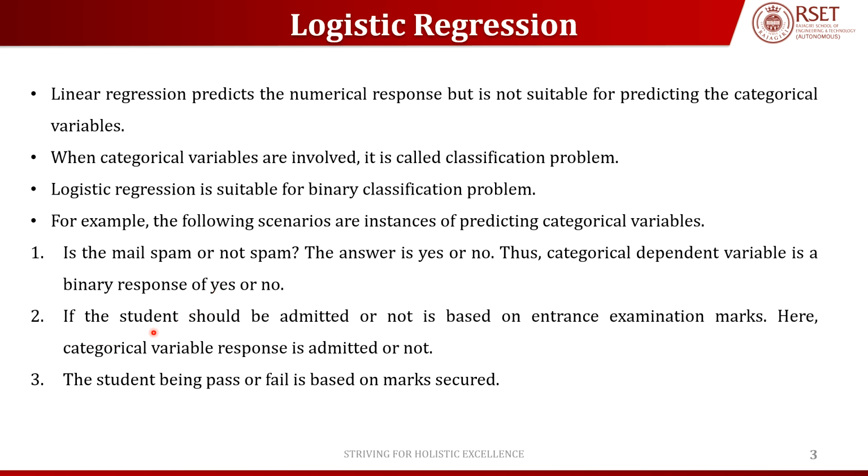Next example: whether a student should be admitted or not based on entrance examination marks. Based on the marks, we have to decide whether the student will be admitted or not. Again there are two classes. The next one is whether a student passes or fails based on the marks secured. Based on the marks, we have to predict whether the student will get a pass or a fail. Again there are two classes. So keep in mind that whenever the dependent variable is categorical, or it is a binary classification problem, there we can apply logistic regression.